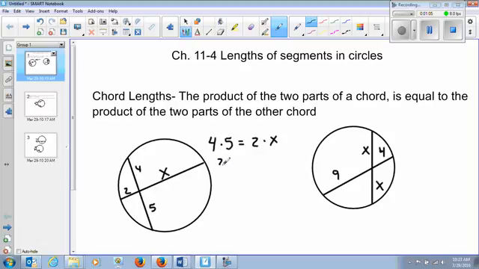4 times 5 is 20. 2 times x is 2x. And then if we divide both sides by 2, we would get that x equals 10. So not too difficult there.